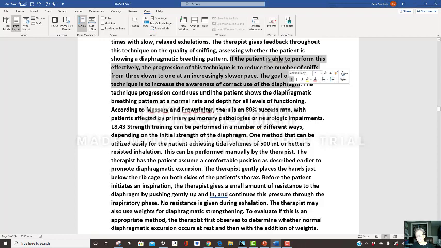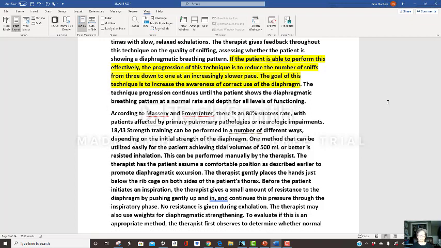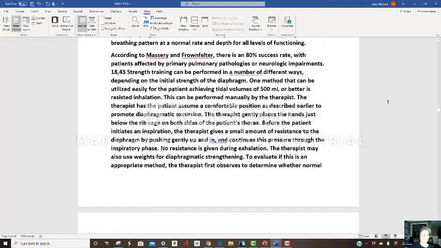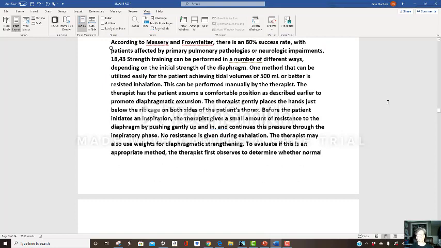The technique progression continues until the patient shows the diaphragmatic breathing pattern at a normal rate and depth for all levels of functioning. According to Massery and Frownfelter, there is an 80% success rate with patients affected by primary pulmonary pathologies or neurologic impairments. Strength training can be performed in a number of different ways, depending on the initial strength of the diaphragm. One method that can be utilized easily for the patient achieving tidal volumes of 500 milliliters or better is resisted inhalation. This can be performed manually by the therapist.